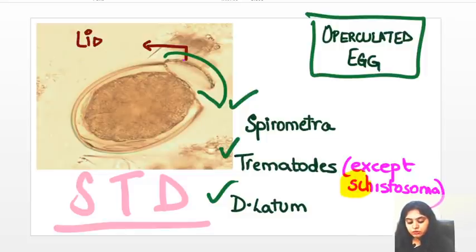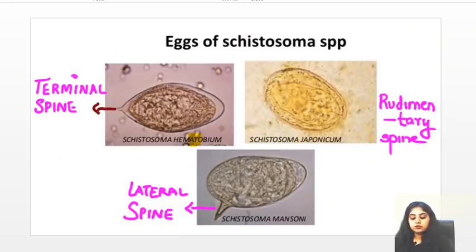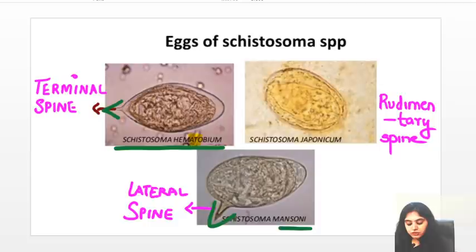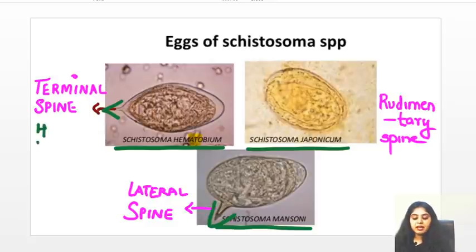So why not schistosoma? Because S for S. Schistosoma shows you spinous eggs. Schistosoma will show you these spines, okay? And what are the three schistosoma species? Schistosoma haematobium, Schistosoma mansoni, and Schistosoma japonicum. Out of all of these, which has a T? Haematobium, mansoni, or japonicum?